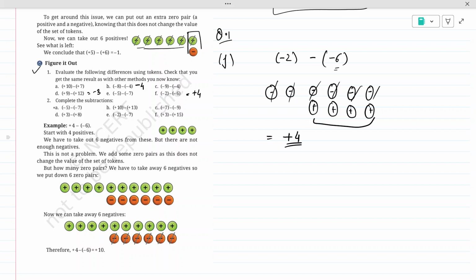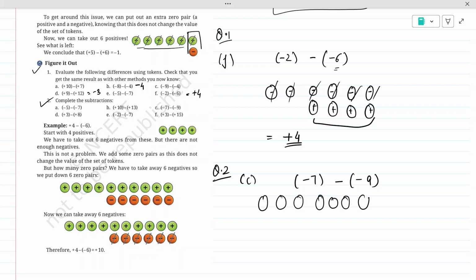Second question also, kids, I will do just one part because this is similar to what we have just done in the first question. So question number 2, I'm taking here, okay, let me take C part here. We have minus 7 minus minus 9. Similar, this is similar. So 1, 2, 3, 4, 5, 6 and 7. We have 7 minus coins and we have to subtract 9.